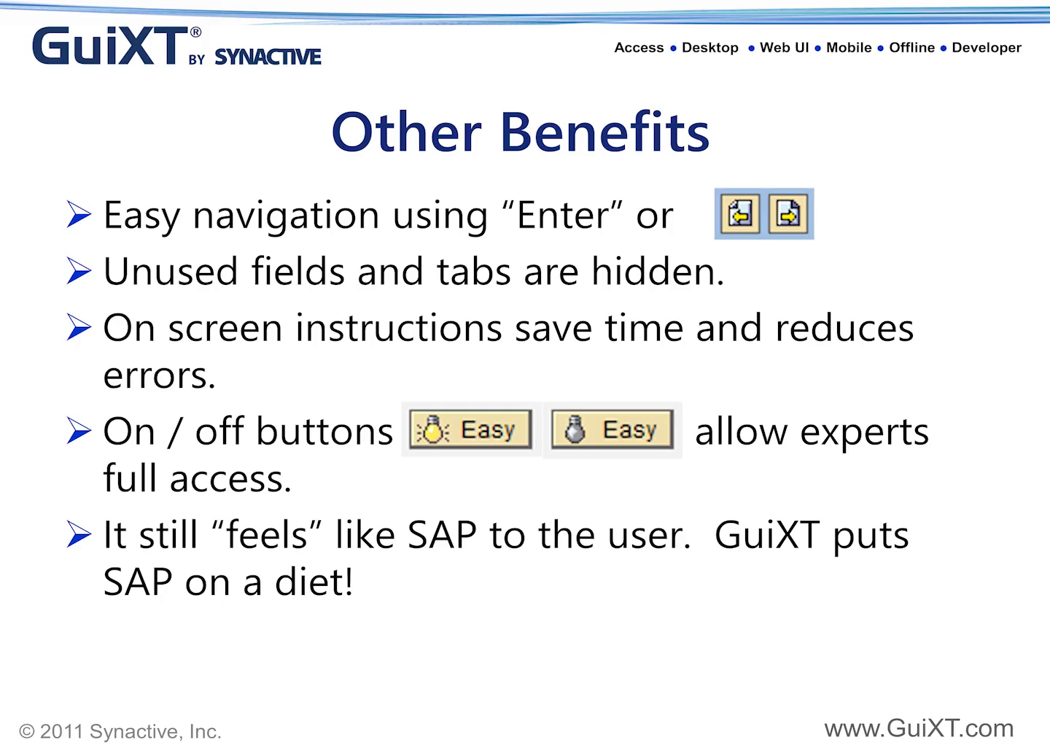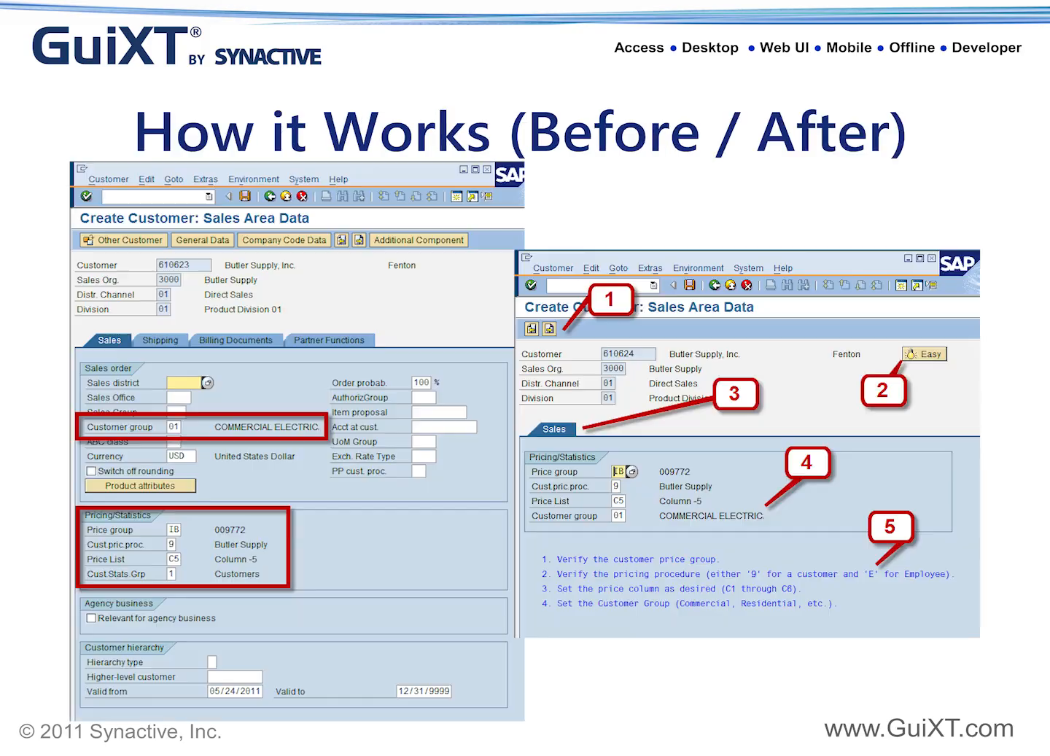If you notice on the screens, there's an easy button with the light turned on. That means that you're using the wizard. If you want to get out of the wizard and access other fields or do other things in the customer master, you can just turn this off, and now you're back like you would be in normal SAP. The good thing is it feels like SAP to the user. Basically GuiXT just puts SAP on a diet, I like to say, because it's half the weight.